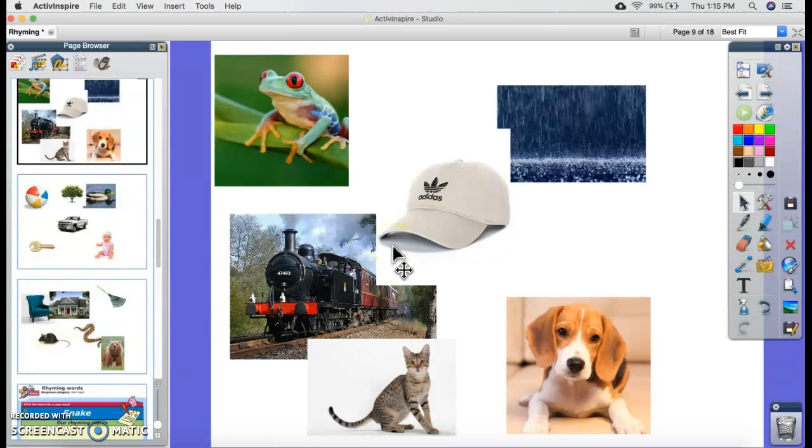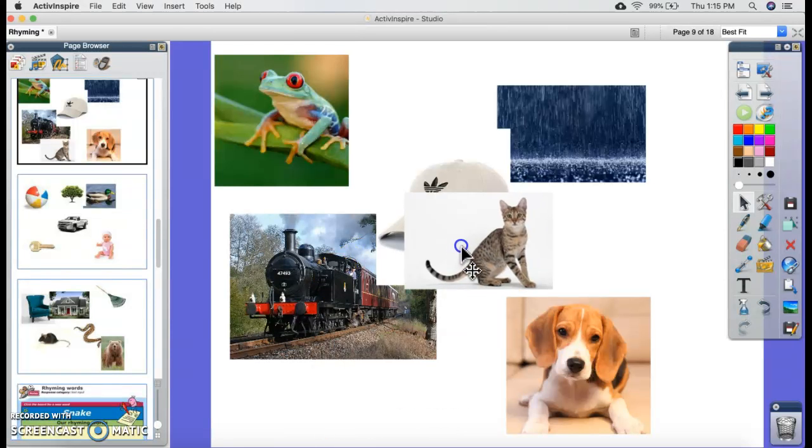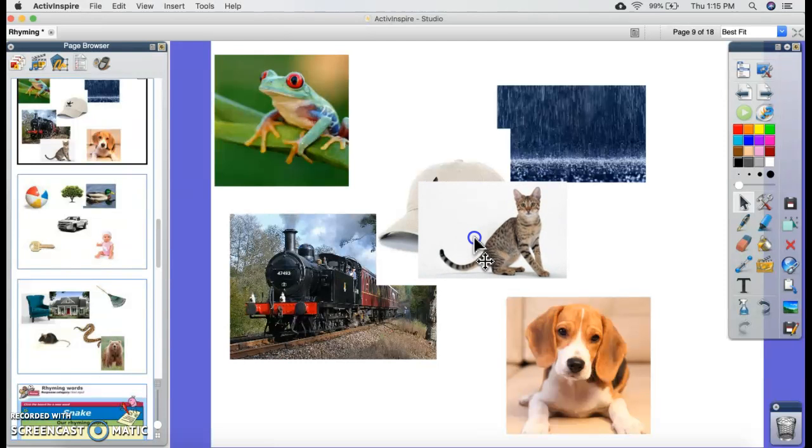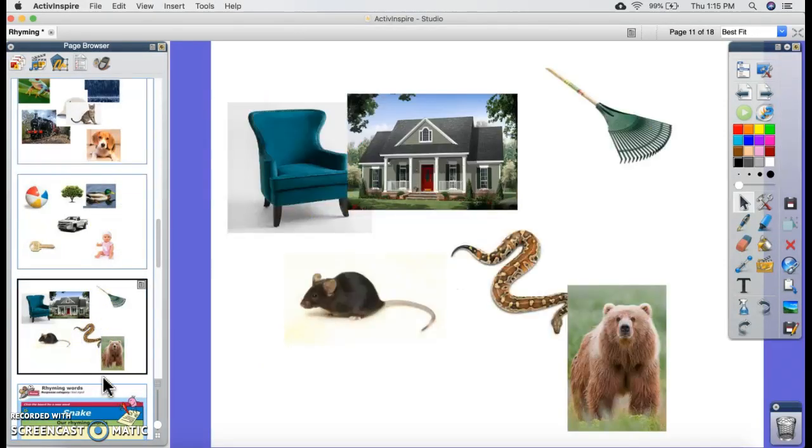And now here is kind of more practice and assessment, which is the most interactive part. So kids would take turns coming up and looking for two words that rhyme and dragging them together. So, for example, I know cat and hat rhyme, so I would drag the cat over to the hat. And that's what these next 3 pages are.